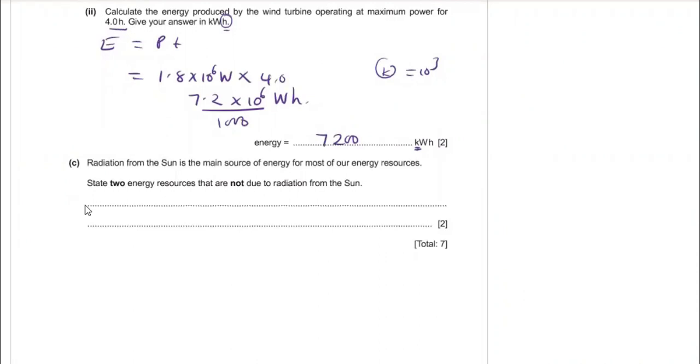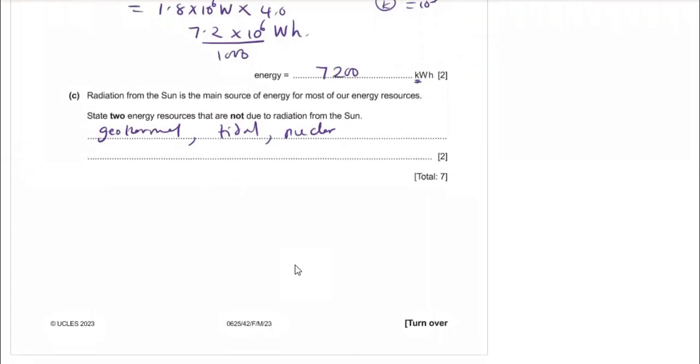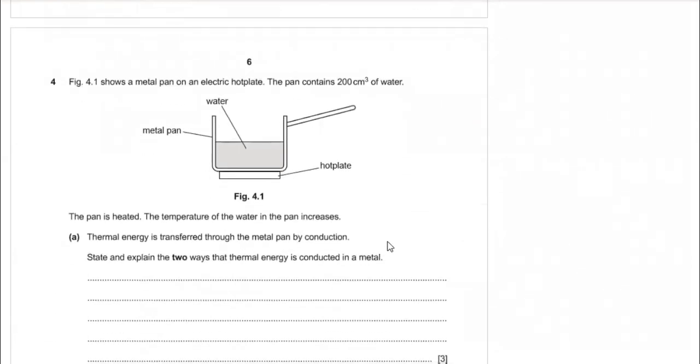Radiation from the sun is the main source of energy for most of our energy resources. State 2 energy resources that are not due to radiation from the sun. If you look at this, geothermal is not due to the radiation from the sun. We are talking about tidal, which is tidal energy due to the moon's gravity. Then we look at nuclear energy from nuclear reactions, which is also not from the sun. So two of them will give you the full answer.